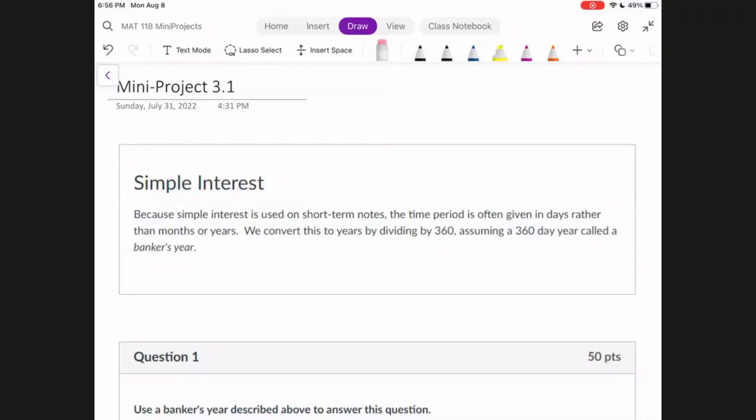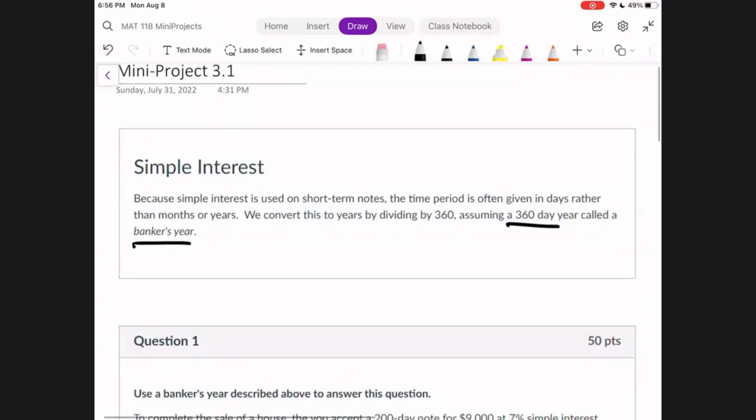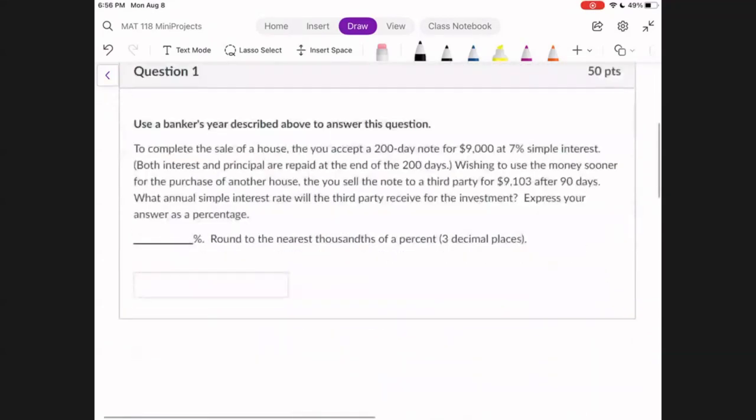So we'll start with reading the beginning. Simple interest. Because simple interest is used on short-term notes, the time period is often given in days rather than months or years. So just make sure you understand a banker's year is 360 days, not a full 365. So, first question. Use the banker's year described above to answer this question.